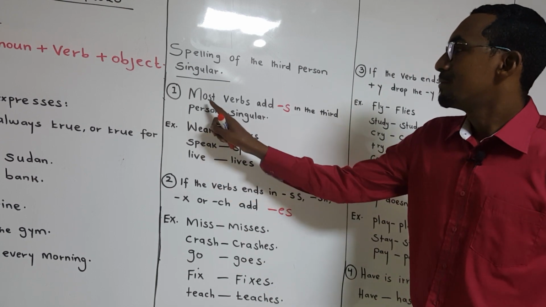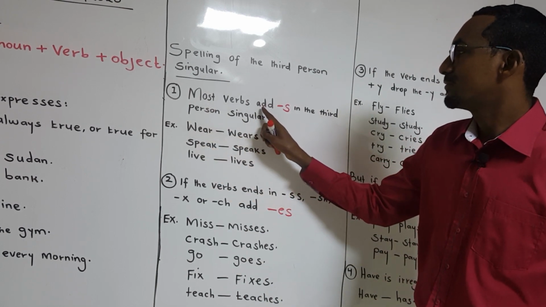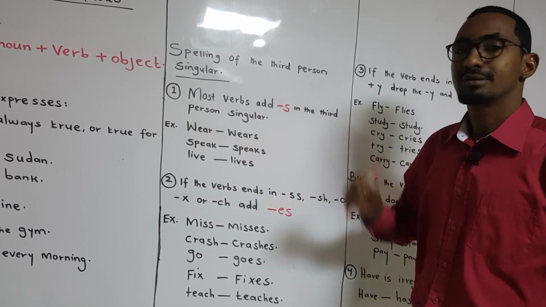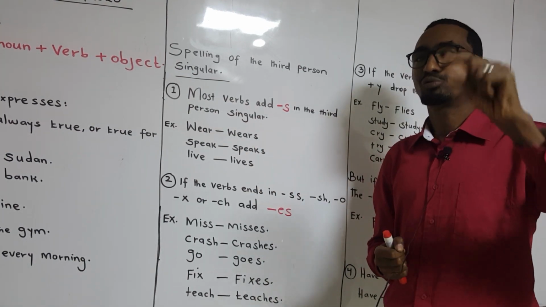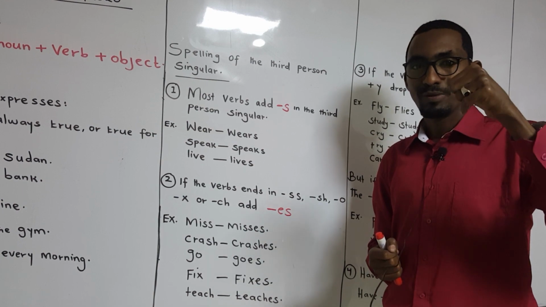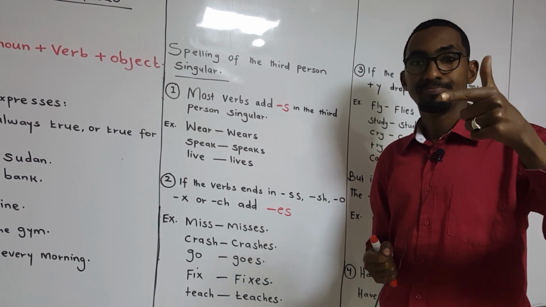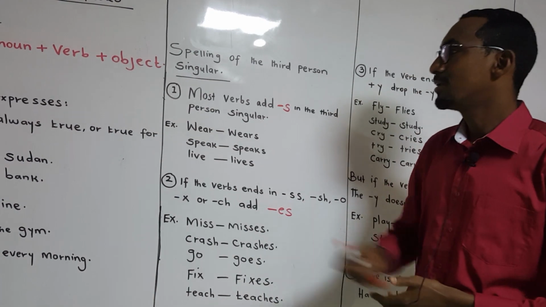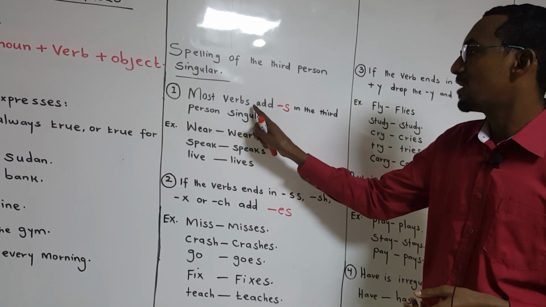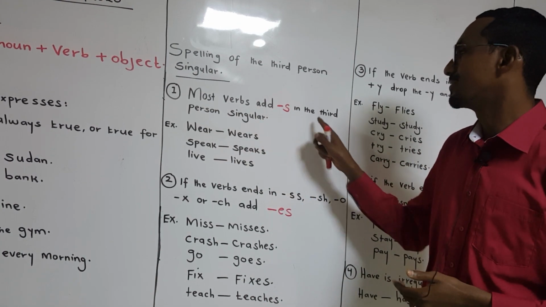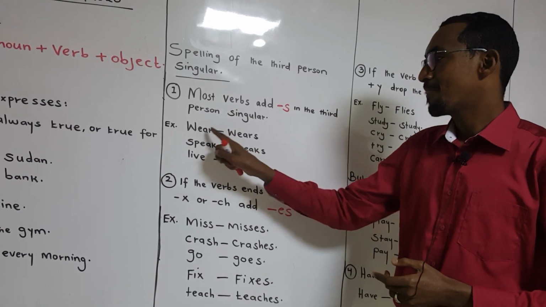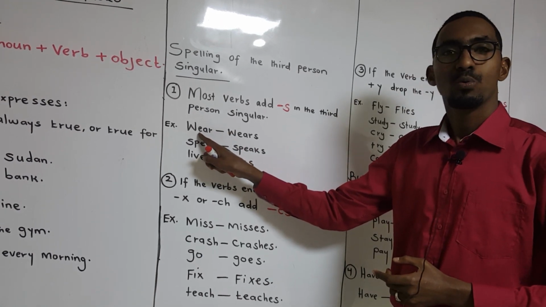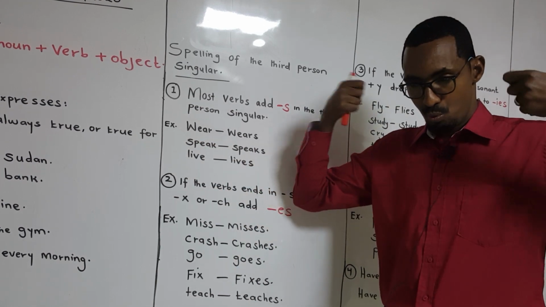Okay. Most verbs add s. Remember, before I start, the third person we said are he, she, and it. Okay, let's begin. Most verbs add s in the third person singular. For example, this is a verb. Wear.